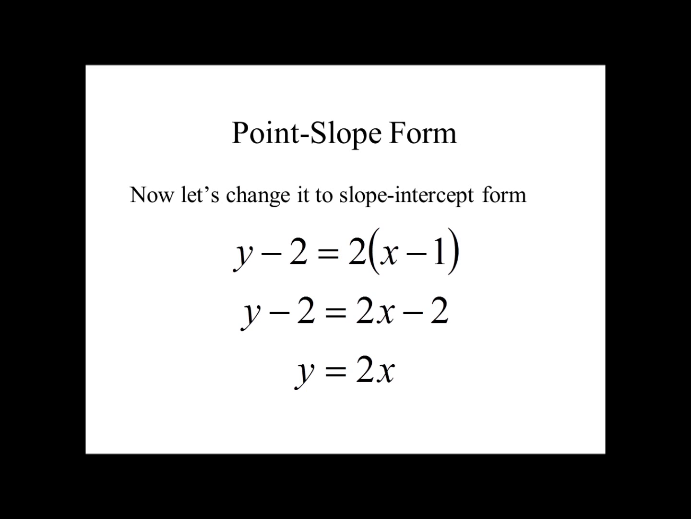We can still read off our slope really easily. Our slope is 2. We already knew that though. But now I can see that my y-intercept is 0. When we don't see a number added or subtracted at the end, then our y-intercept, our b value, is 0.